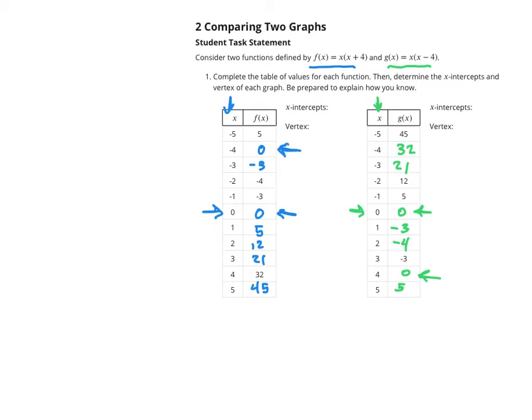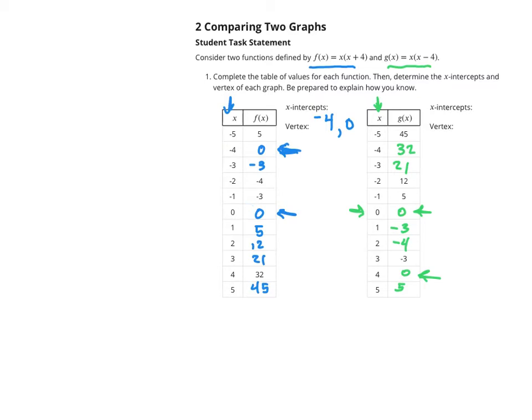So we learned that the x-intercepts are the x values when y equals 0. So the x values when y equals 0, negative 4 right there, and 0 right there. And then the vertex is when x equals 0. No, not the vertex. Sorry, that's the y-intercept is when x equals 0. Sorry, let's erase this.